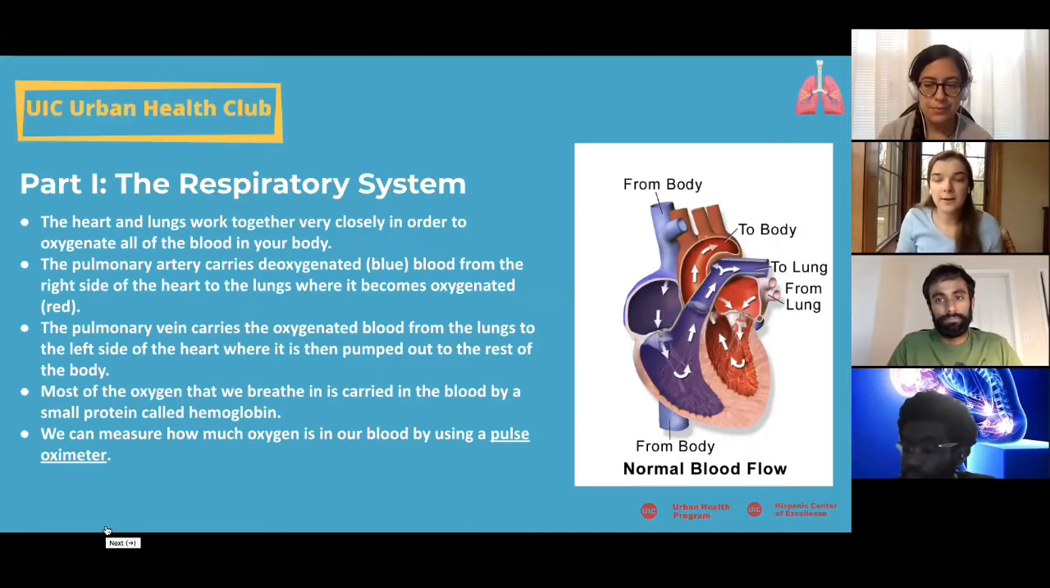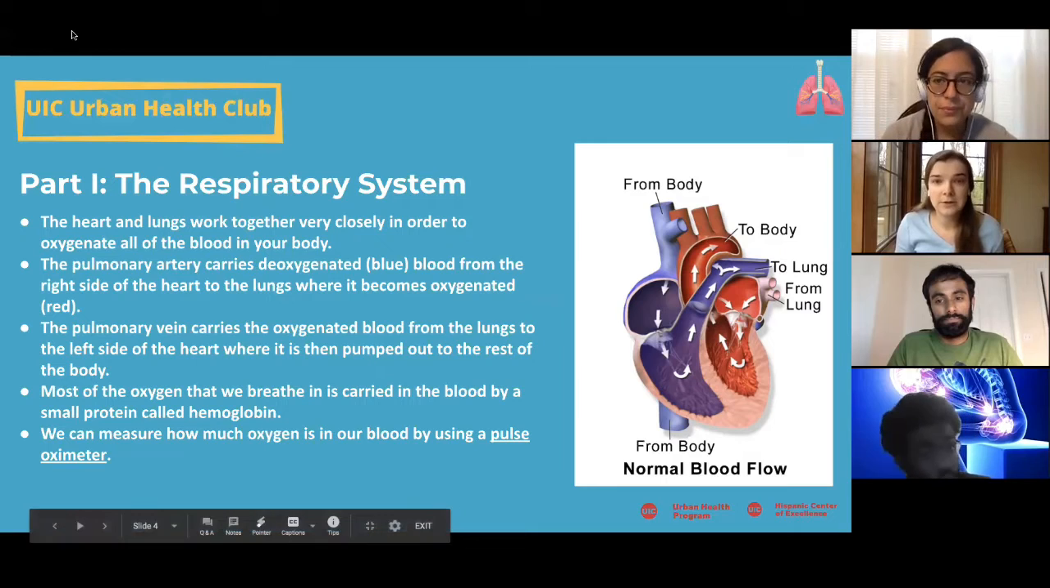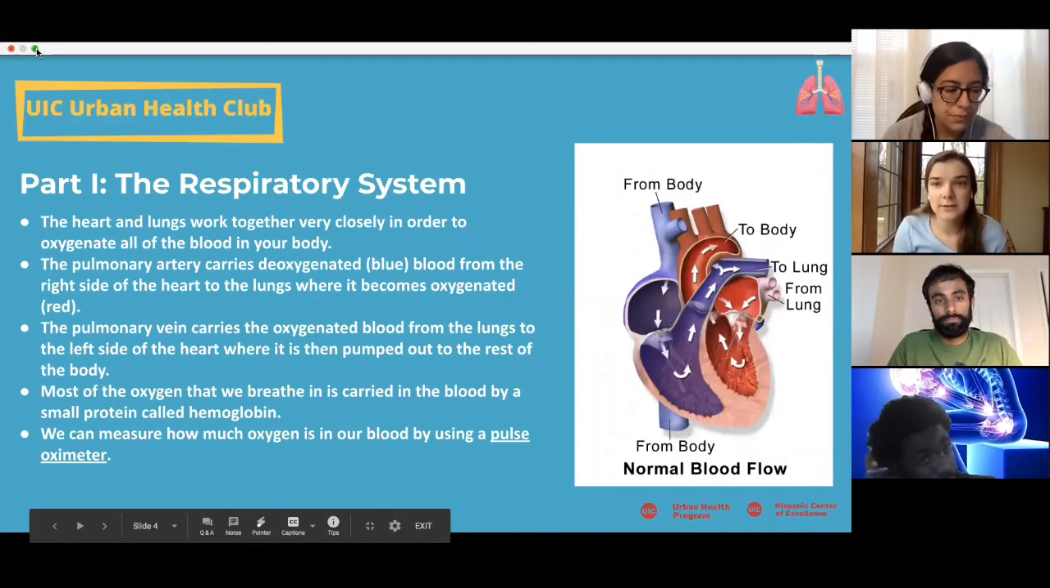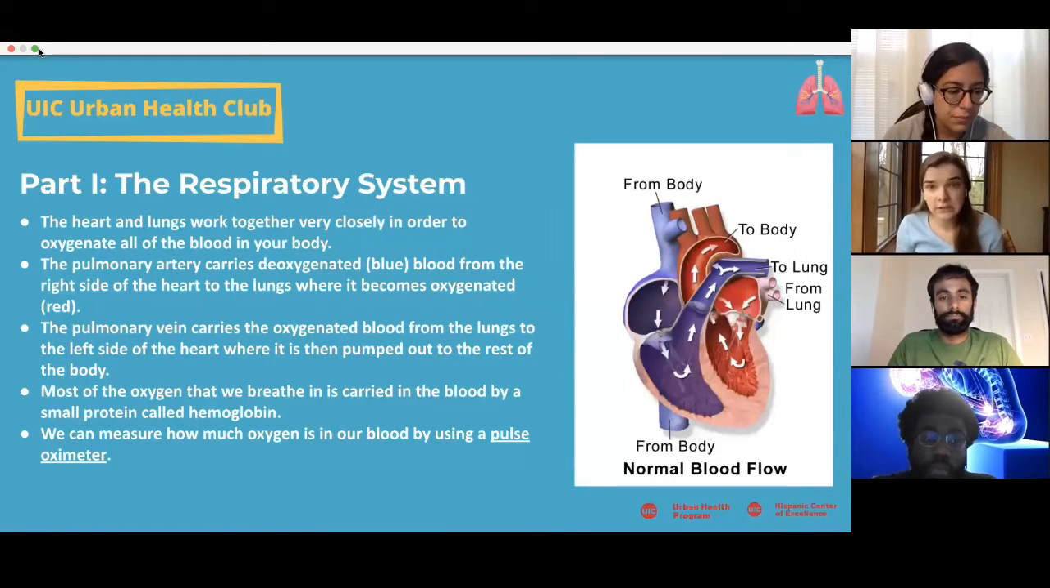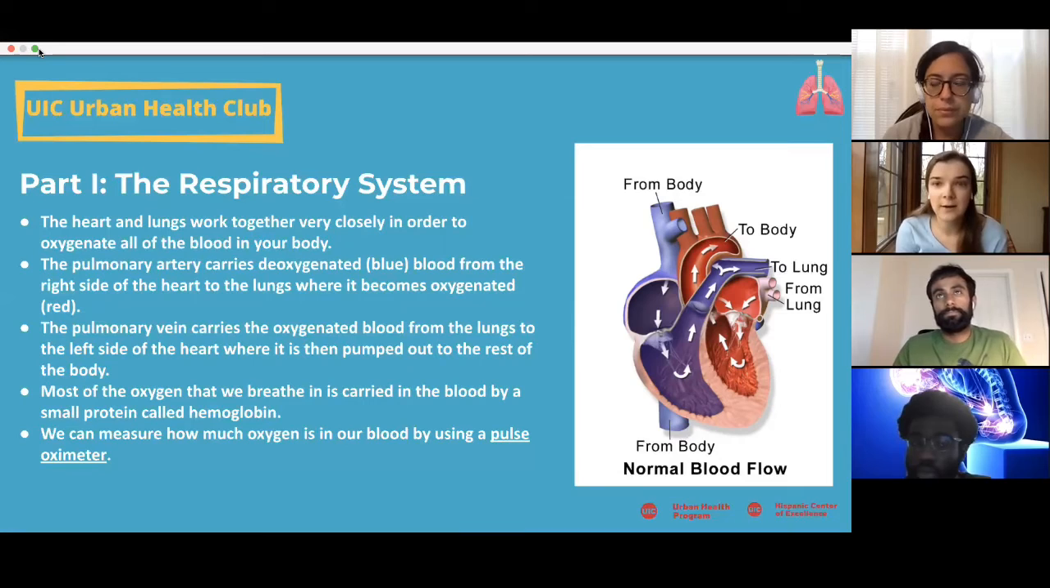So although we're talking about the respiratory system, the heart and lungs are really interdependent. They depend on each other to do a lot of their functions. Together, the heart and lungs are responsible for putting oxygen into your blood and then transporting that oxygen throughout the rest of your body, which, as I'm sure you all know, is really important for us to carry out our daily functions, for all of our muscles to work, and for our organs to be able to do their jobs.